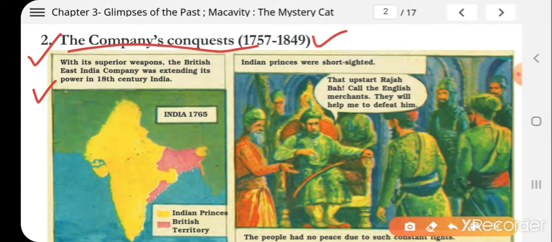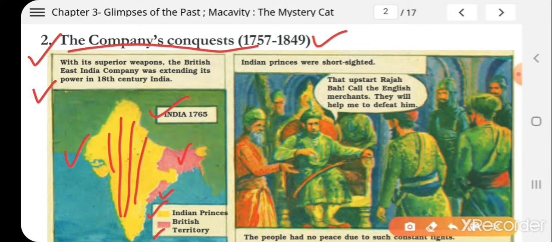Now you know that the 21st century is going on. So this is the situation of India in 1765. You can see the map. The yellow color shows Indian princes. The Indian princes were ruling over this yellow portion, and the pink part is showing British territory. You can see how small the portion was at that time in 1765. It was just starting then.